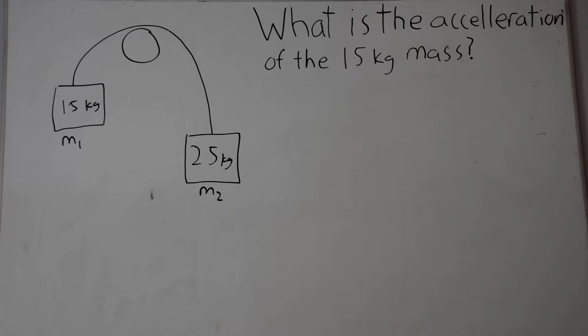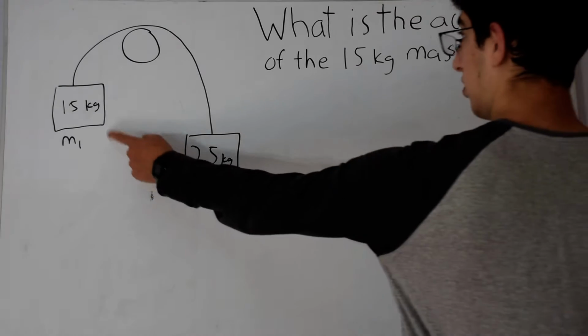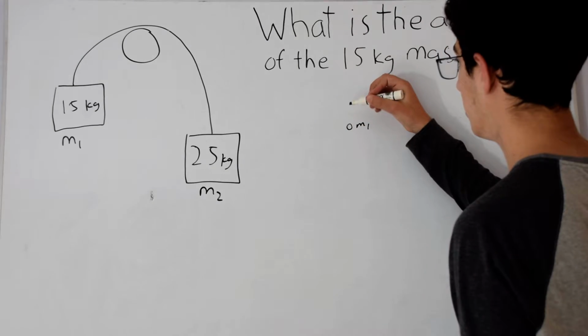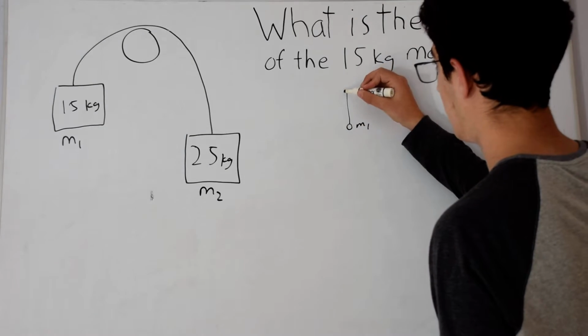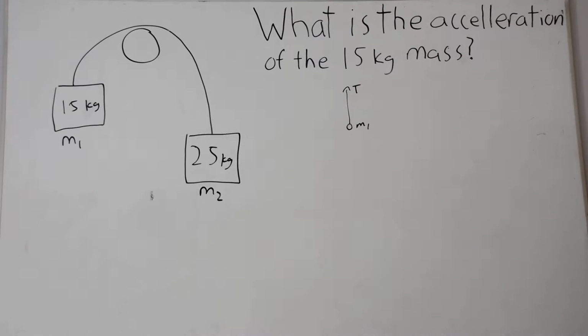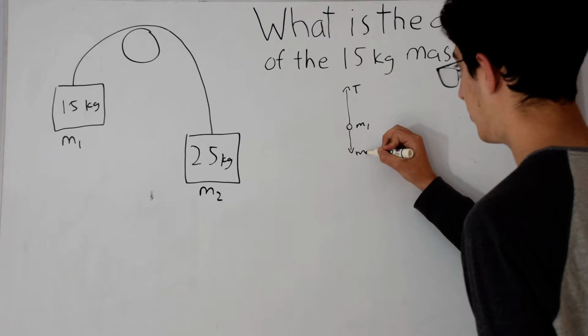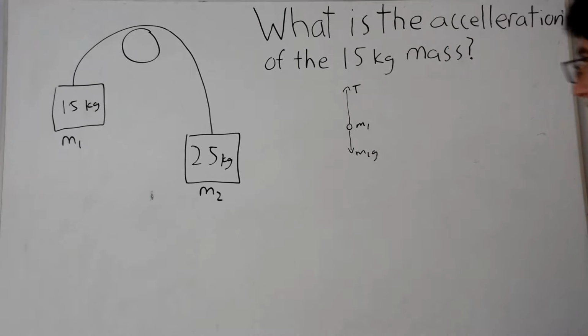Alright. So, with all of these dynamics questions, it's really useful to draw free body diagrams of the forces that are acting on each of the objects. So let's start by looking at M1, or the 15 kilogram mass. So here we have M1, and on it there's going to be the tension force upwards, and there's going to be the force of gravity, which I call M1G, downwards.